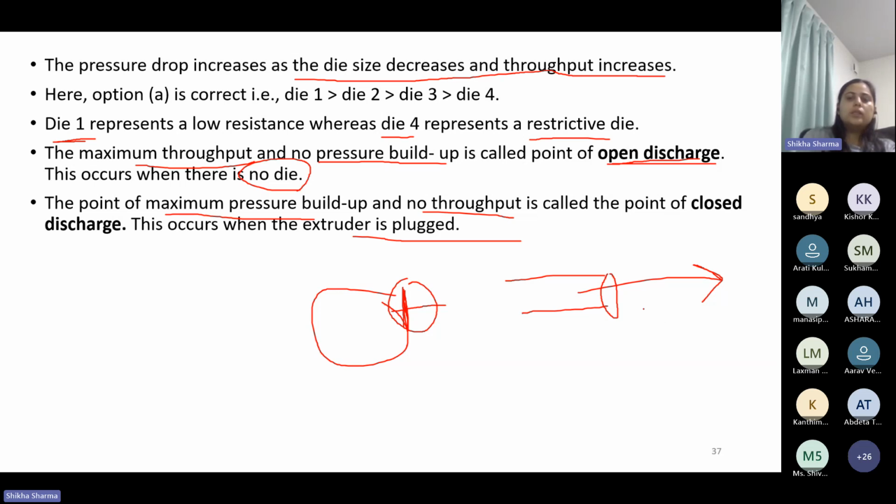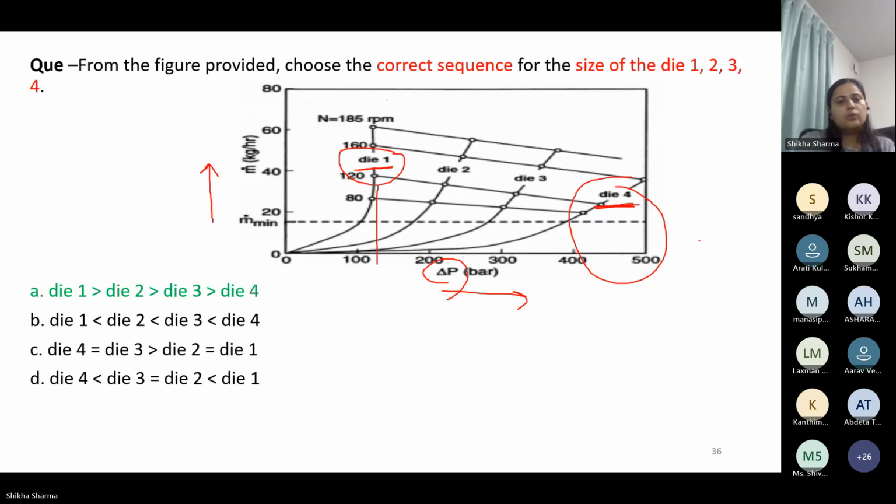So if we have a die of lesser size, the pressure buildup is more, right? So we have option A as correct. Die 4 size is the smallest because the pressure is higher.